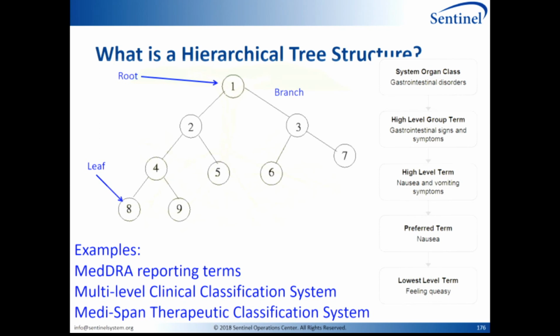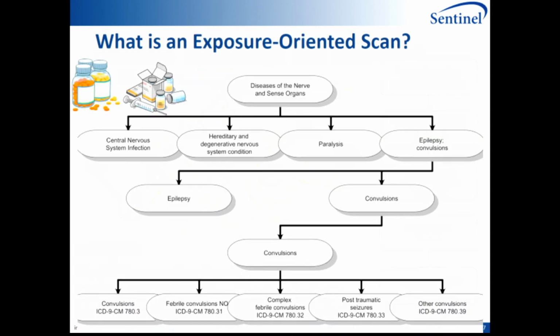So just as MedDRA terms are structured into a tree, the multi-level clinical classification system is also structured into a tree. And then there is even a third therapeutic classification system that I won't talk about today, but it structures drugs also in a tree. You can imagine that there are classes, and then there are particular entities, and then within those entities there are particular dosages and strengths. So this is a very simplified example of just part of a tree.